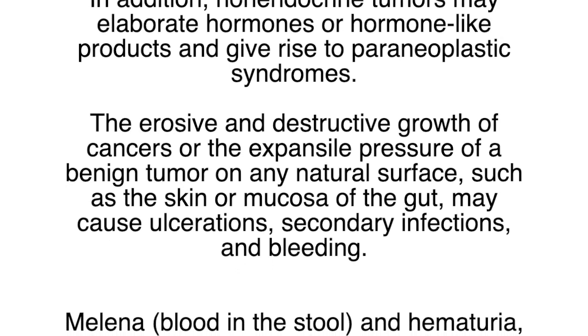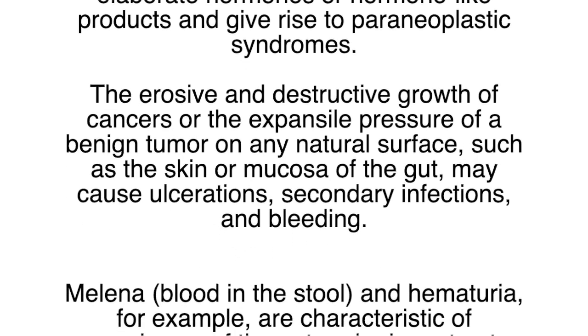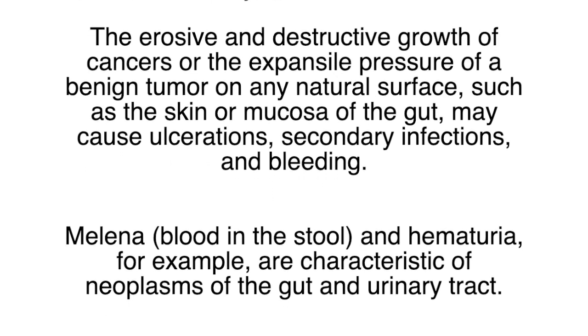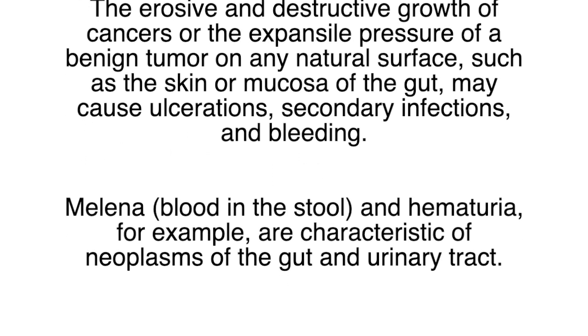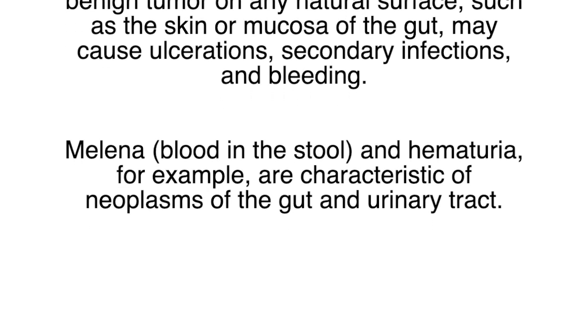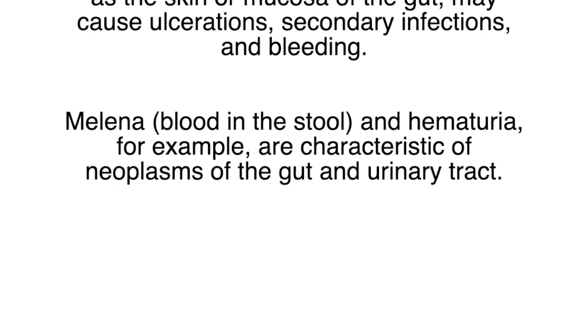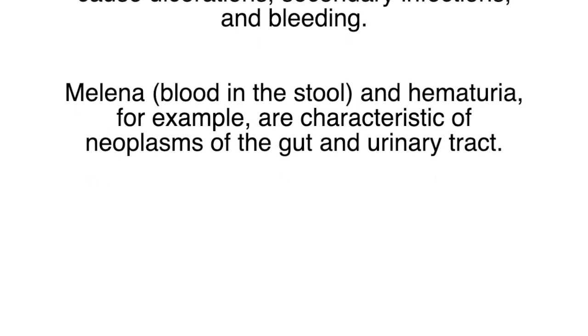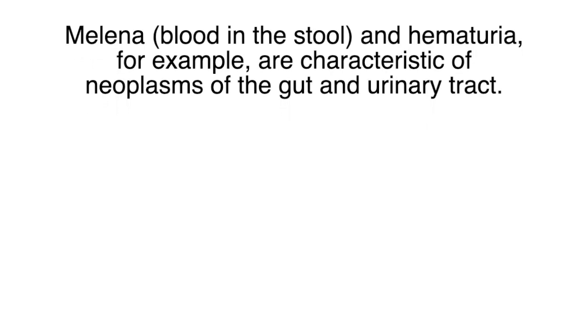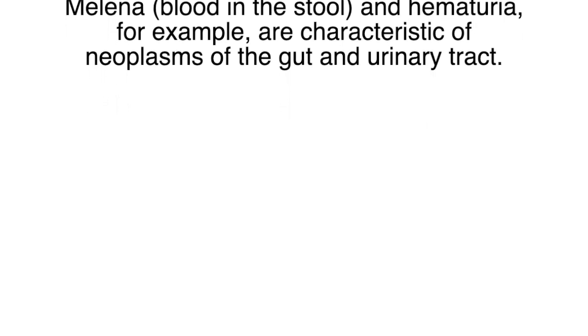The erosive and destructive growth of cancers or the expansile pressure of a benign tumor on any natural surface, such as the skin or mucosa of the gut, may cause ulcerations, secondary infections, and bleeding. Melena, that is blood in the stool, and hematuria, for example, are characteristic of neoplasms of the gut and urinary tract, respectively.